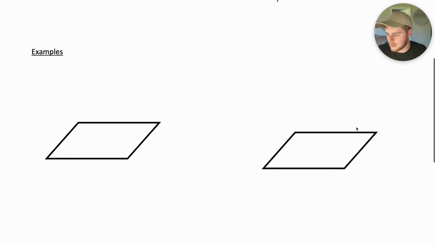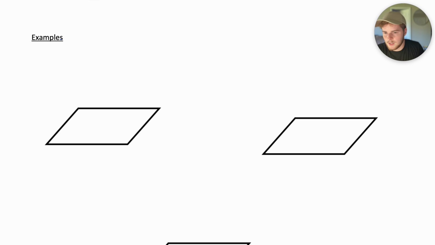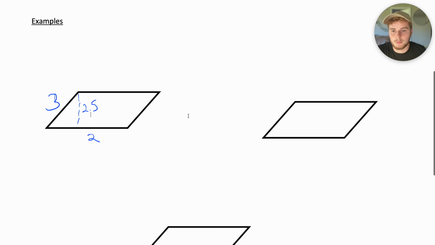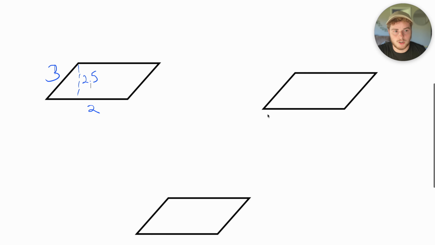Now let's look at some examples here. I'm going to provide you with this side length of 3, this side length of 2, then a height of 2.5. Now I want you to take a second here and try to find the perimeter, and then also try to find the area.